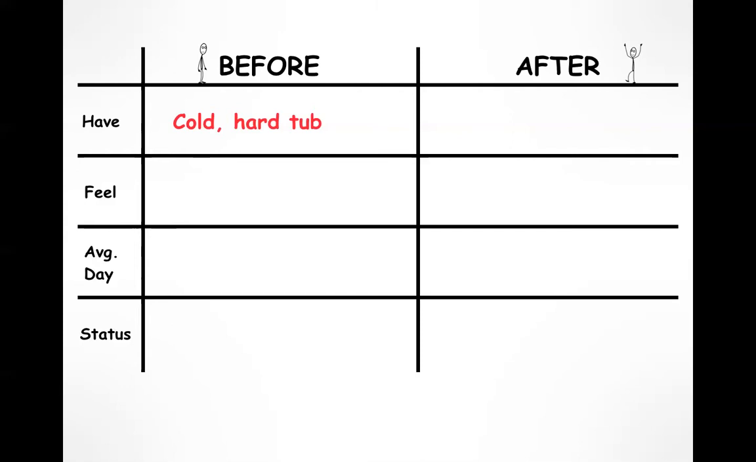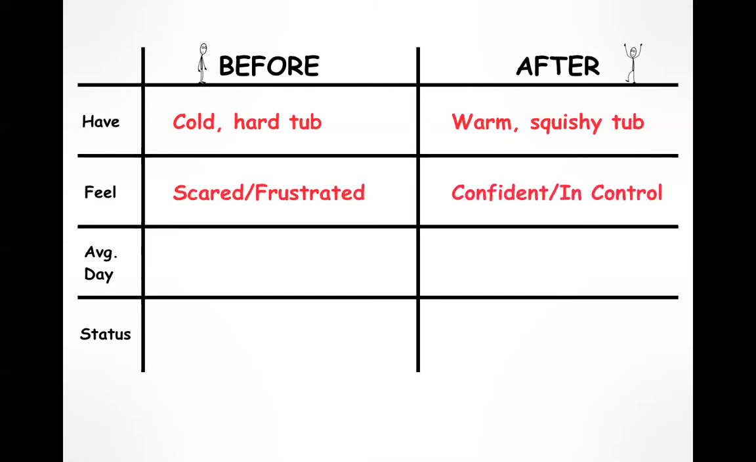You're trying to bathe your baby in a cold, hard tub. After, you have this warm, squishy tub. It's safe. The child loves it because it's warm. Before, you felt scared, frustrated, right? What's the chances, with your first child, if you have any, you're scared. You don't want to drop them. You don't want to hurt them. You don't want them to be too cold. You don't want them to be too hot. It's frustrating, right? And then with this warm, squishy tub, now you feel confident and in control.